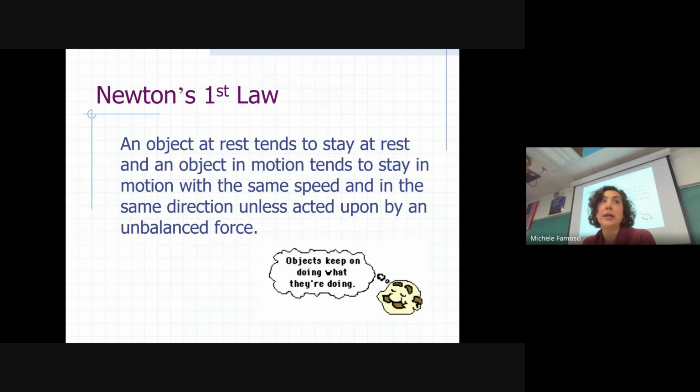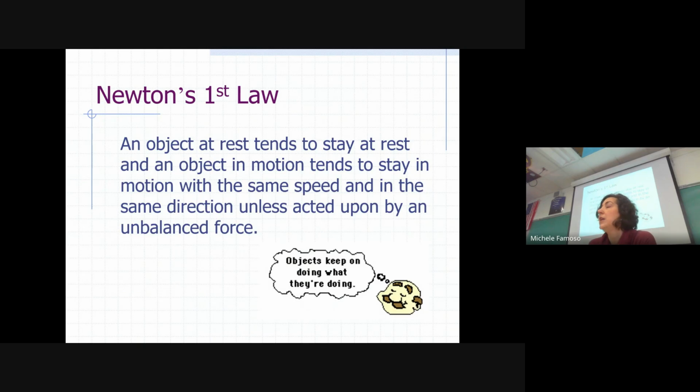And this law should not be new to you. Your middle school science teachers are very good at having you memorize this law and reciting it back. An object at rest remains at rest. An object that's moving remains in motion. There you go. That's the middle school version. Now that you're in high school, we have to know a lot more about it than just reciting it back. There's a lot more to it.